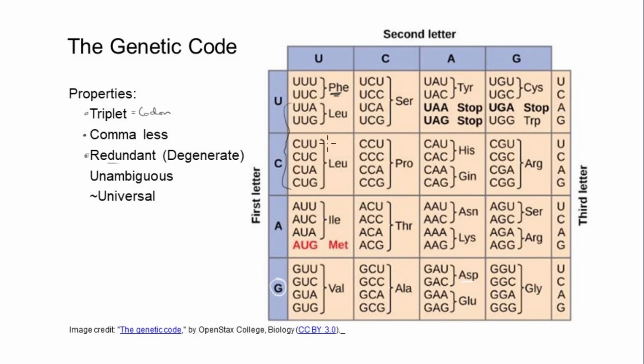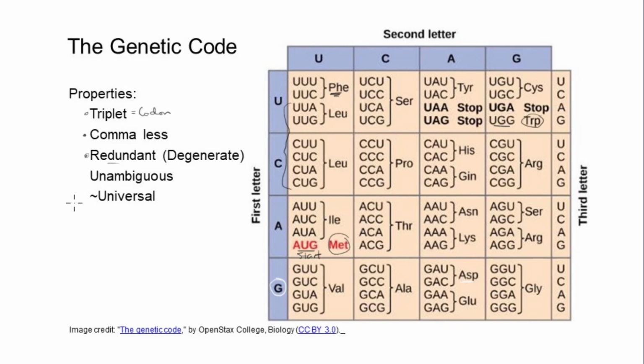You get the idea. The only exceptions are methionine, which is always encoded by the AUG codon, which is also used as a start signal to initiate translation, and the amino acid tryptophan, which is only specified by the codon UGG. But every other amino acid has more than one codon.